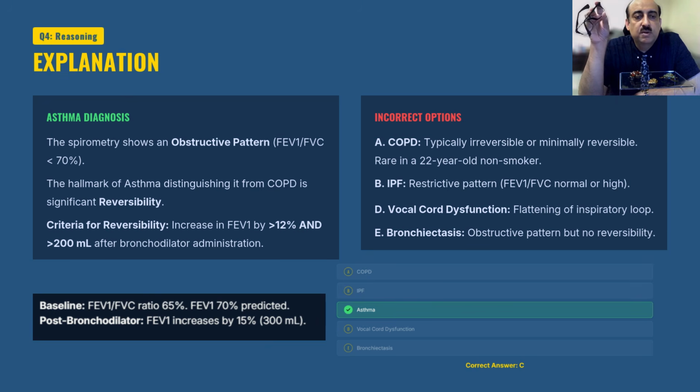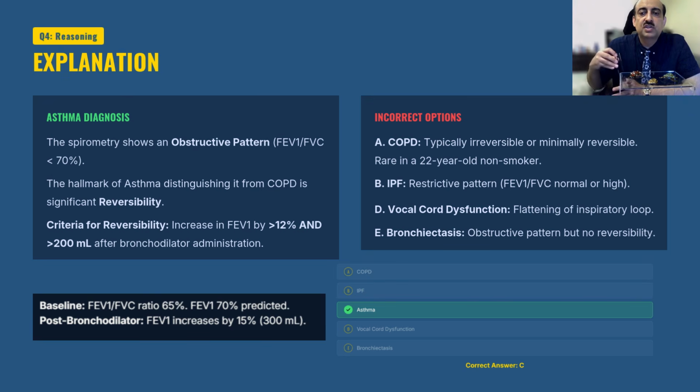Now, why are the other options incorrect? COPD, obviously, will have a predominantly obstructive pattern. But it's unlikely in a 22-year-old non-smoker, and also there is no reversibility. I mean, it should not lead to reversibility. Usually very minimal change, less than 5% or so, unless there is an asthma-COPD overlap, but that's a different topic. Idiopathic pulmonary fibrosis obviously will have a restrictive pattern, so that's totally wrong.